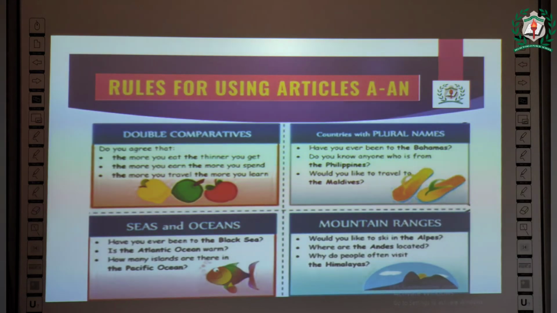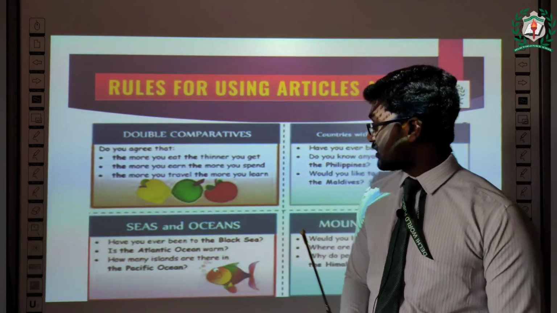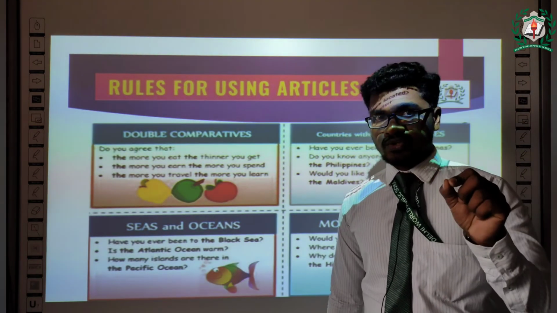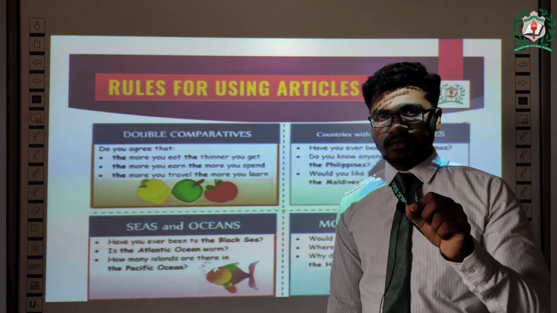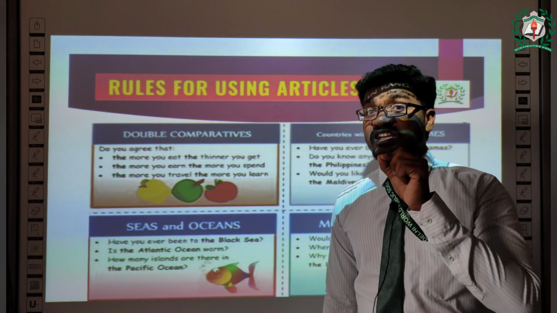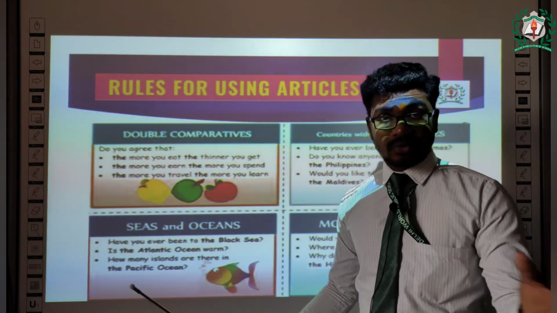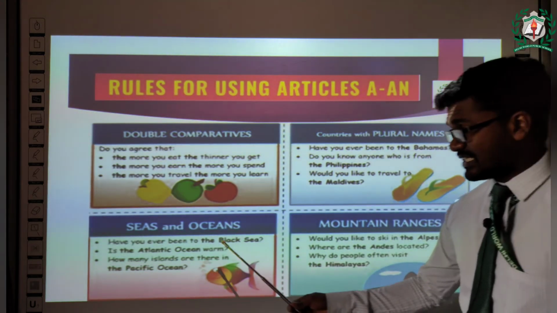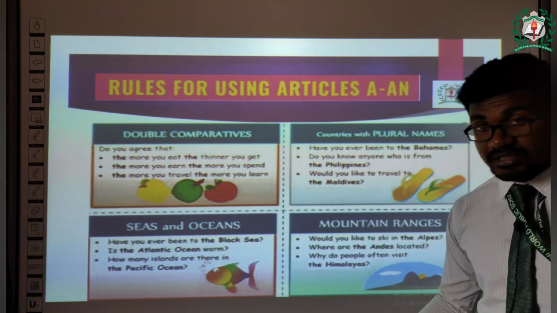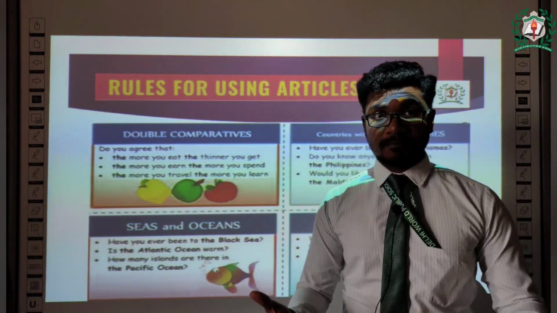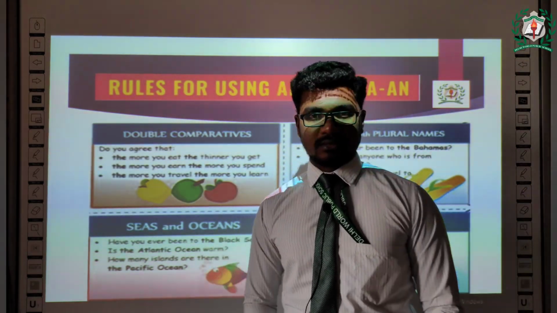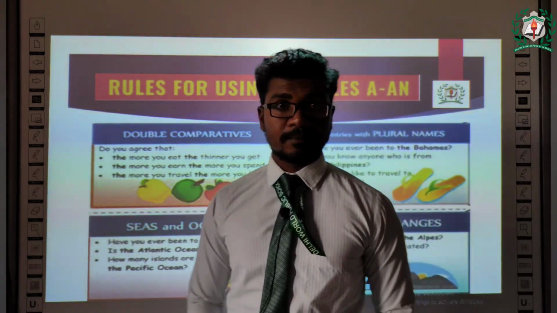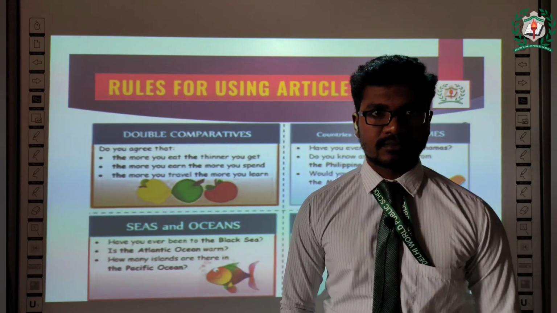And countries with plural names. What is this, countries with plural names? We see the Philippines. India has no s, we don't see, right? When it is plural, countries with plural names, we should use the. Even for rivers, seas, oceans, the Atlantic, the Indian Ocean, you would have read in your social studies. And also mountain ranges, we will be using the, because it is a definite one, right?